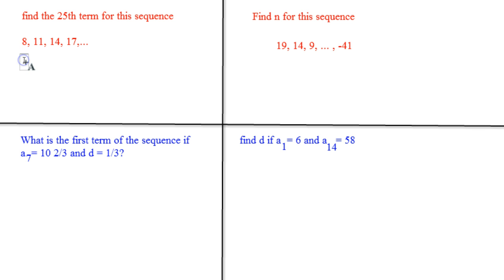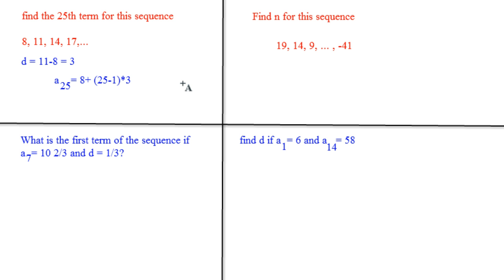First off, find the common difference. The common difference is going to be 11 minus 8, or you could do 14 minus 11. Either way, you're going to get 3, so the common difference is 3. So a sub 25 is going to be the first term, which is 8, plus 25 minus 1 times 3. You could seriously do all of that on your calculator. So we put in a sub 25 right there.